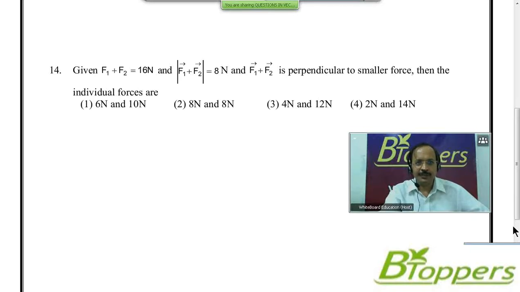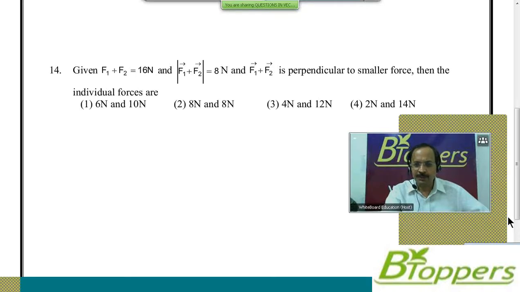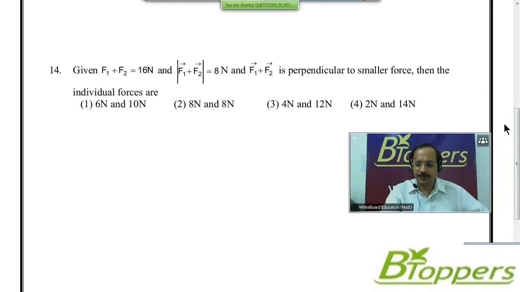See question number 14. Given F1 plus F2 equal to 16 newtons, and the modulus of F1 bar plus F2 bar is 8 newtons, and F1 bar plus F2 bar is perpendicular to the smaller force, then the individual forces are. So look at the solution of this problem. This is also somewhat similar to the previous problem. Look at the solution of the problem.